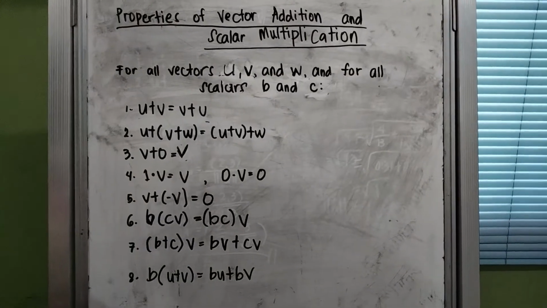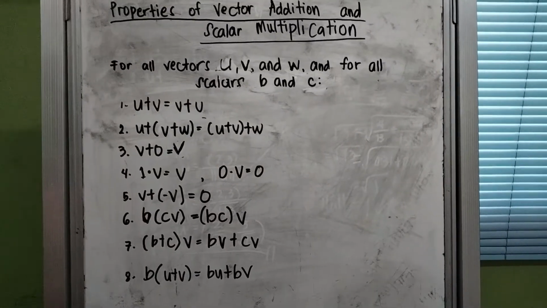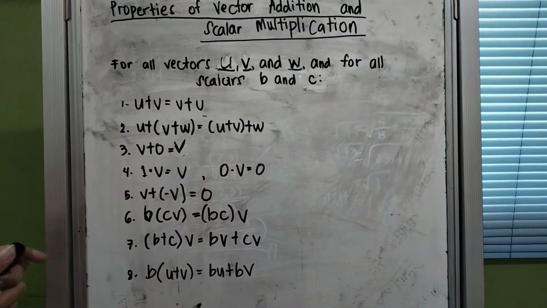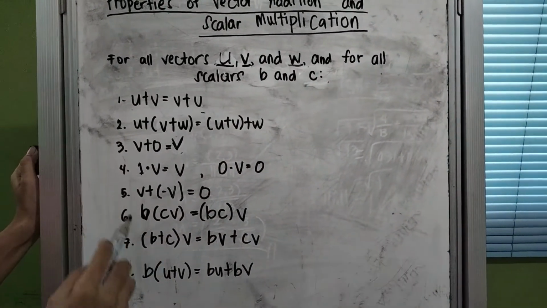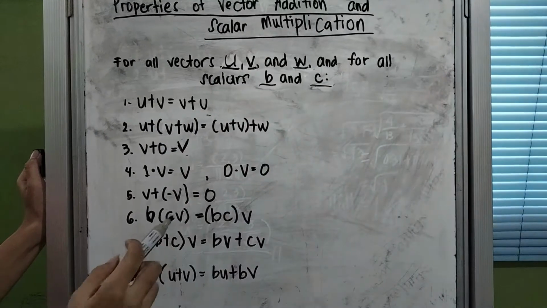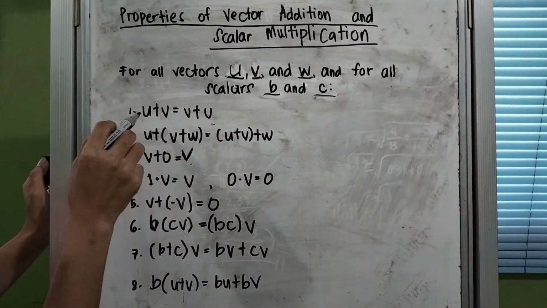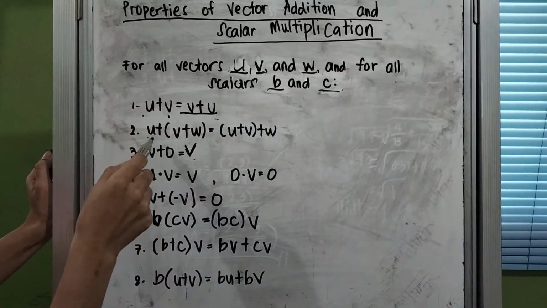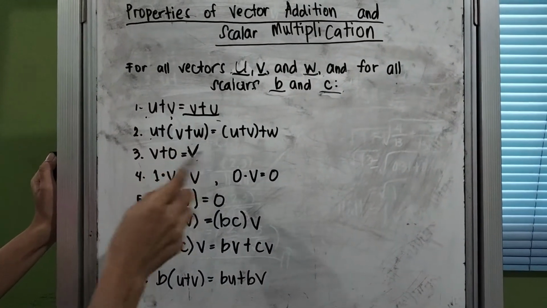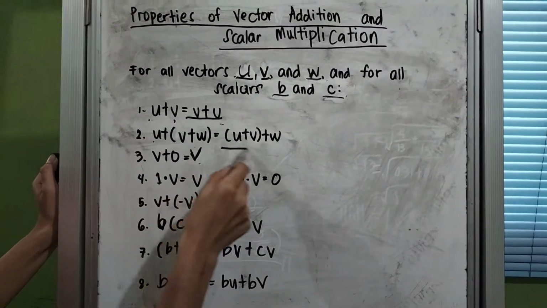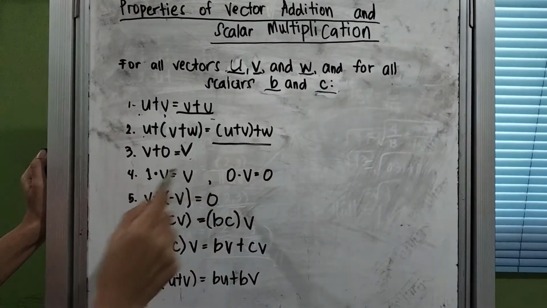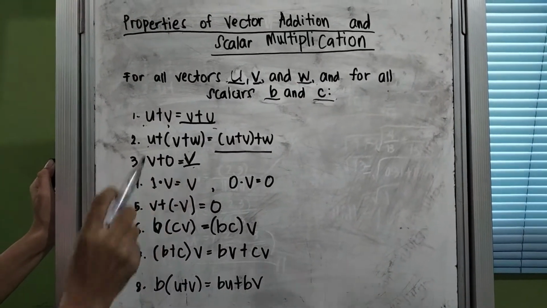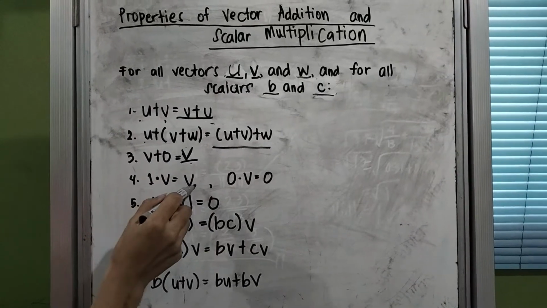Properties of vector addition and scalar multiplication. For all vectors U, V, and W, ito yung pinag-a-add at pinagsasubtract. And for all scalars B and C, ito naman yung minomultiply. Like U plus V is equal to V plus U. And U plus the quantity of V plus W is equal to the quantity of U plus V plus W. And V plus 0 is equal to V. And 1 times V is equal to V.